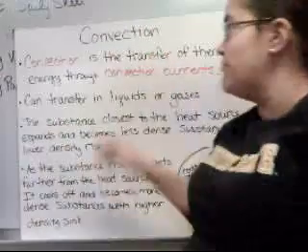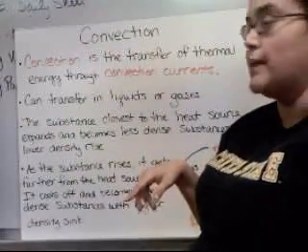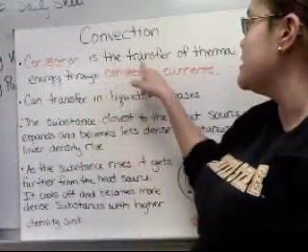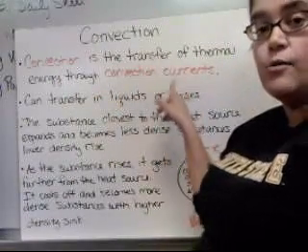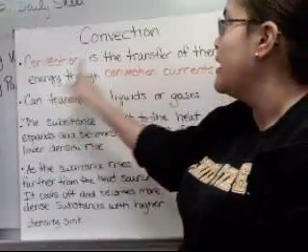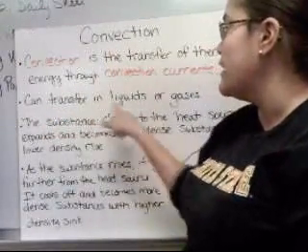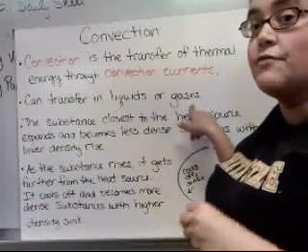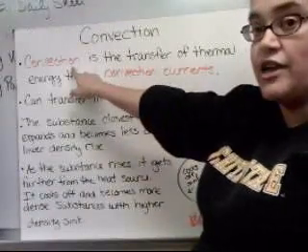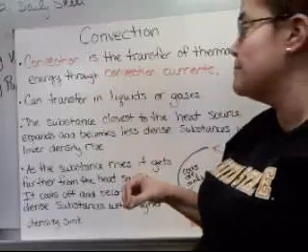Okay. Convection is a little bit more complicated. Convection is the transfer of thermal energy through convection currents, and we'll talk about what that is in a second. Convection can only transfer in liquids and gases. So if you have a solid, it cannot receive thermal energy through convection, only liquids and gases.